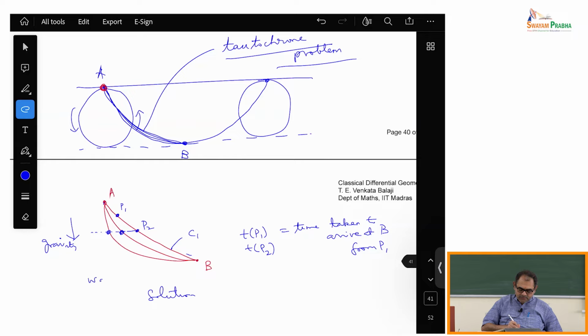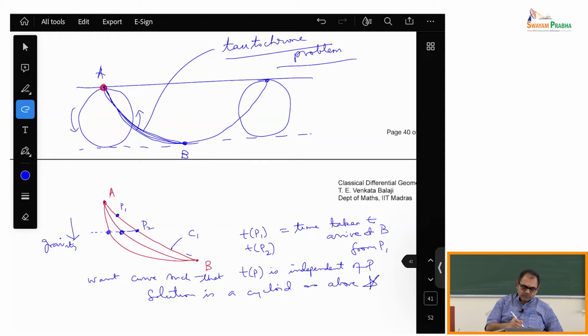So the solution. Let me say that you want a curve such that T_P is independent of P. And the solution is a cycloid as above. So this portion of the cycloid, that is the solution. And that is the only curve that will do this.